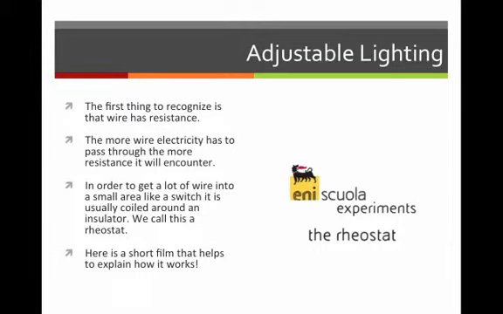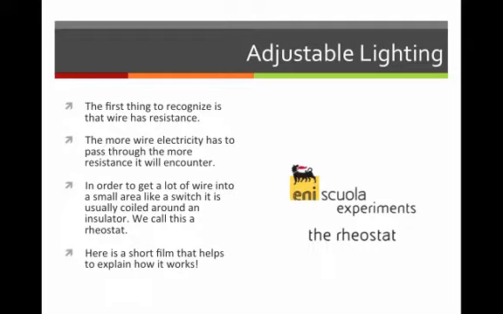So to understand how dimming works, because it's not just in our homes, it's actually a crucial aspect of theatrical lighting, one of the things that you have to recognize is that wire itself has some resistance. And that resistance varies with wire size, or what we call in the industry gauge, but also with how it's coiled and its temperature. So typically speaking, the more wire electricity has to pass through, the more resistance it will encounter, because more wire means more resistance.